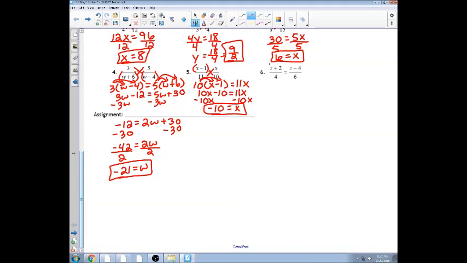And number 6, again, I need to use parentheses, cross multiply. This would give me 6 times the quantity z plus 2 is equal to 4 times the quantity z minus 4.